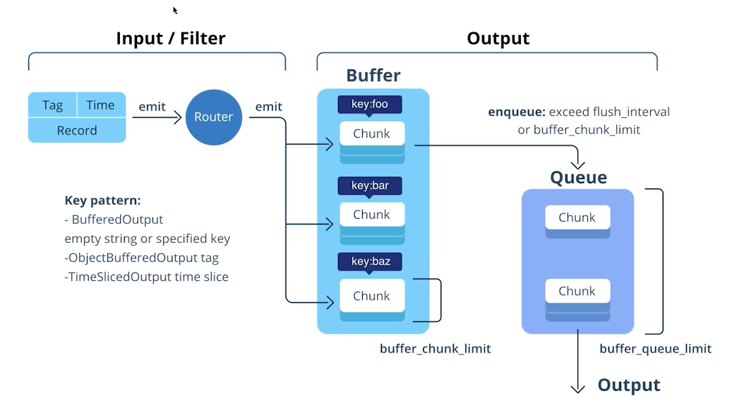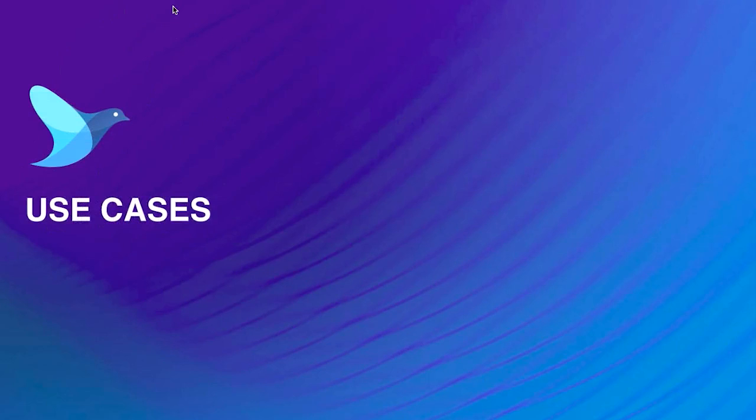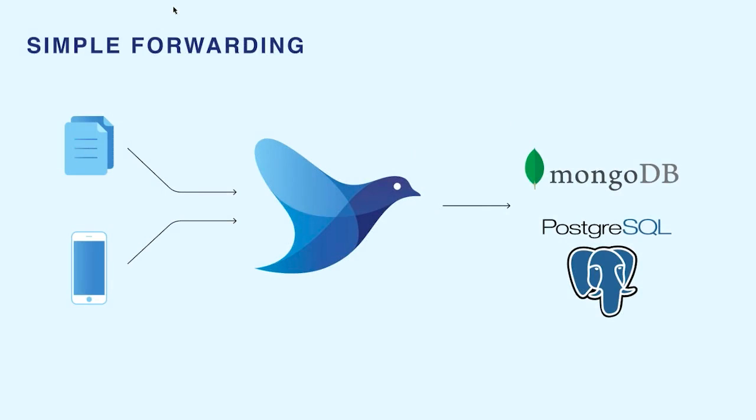So let's go into a couple of use cases, and let's look at the configurations behind those use cases. So our first use case is probably the simplest, and it's probably also the most common. This is where you're basically collecting data from many different sources. We're routing it to Fluentd, then we're outputting it to an external system such as MongoDB, Postgres, and so on.